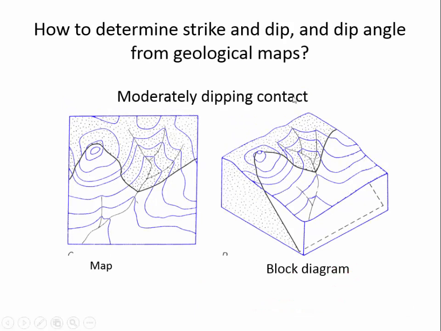How can we determine strike and dip and the dip angle from geological maps? This is one of the main tasks set in the practical assignment today. Let's work with the moderately dipping contact that we have seen before. Here we see it's responding quite strongly to topography, and it's moderately inclined and it has a planar shape. That means it's not buckled in any way or irregularly shaped. Let's assume this is a really planar boundary between two layers.